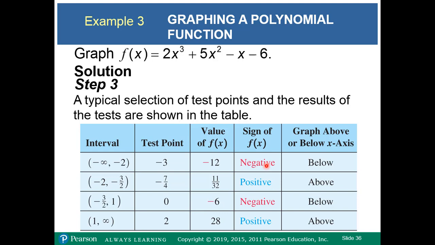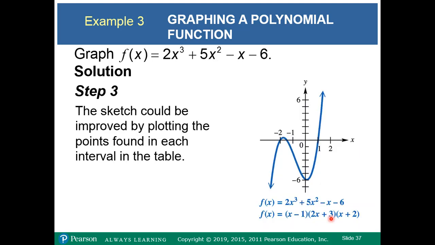And so we find that it goes negative, positive, negative, positive. So from negative infinity to -2, it's going to be below the x-axis. On this interval, it'll be above the x-axis. On this interval here, it's going to be below, and then on this interval, it's above. And of course, that's exactly what we see, right? So right here, it's below, and then it's above, and then it's below, and now it's above.